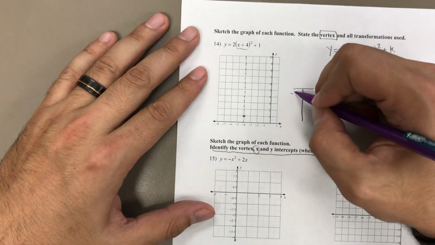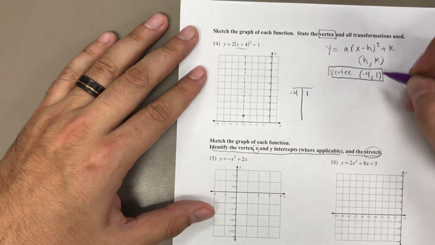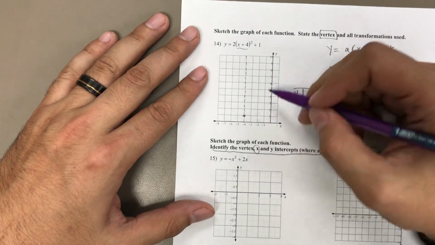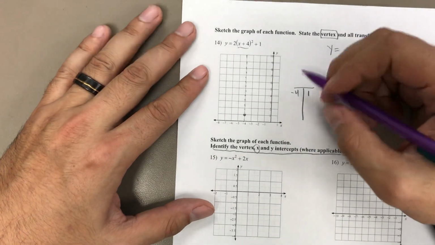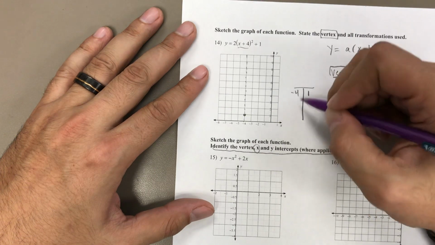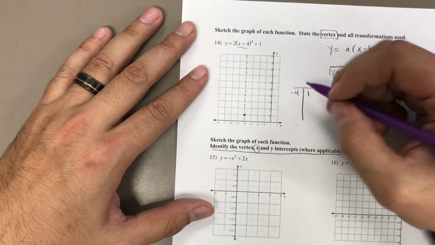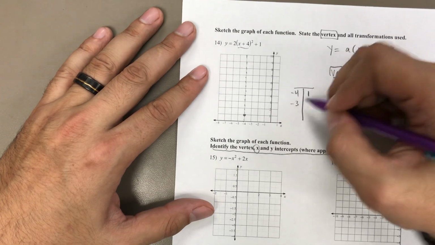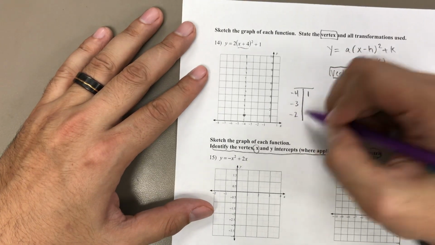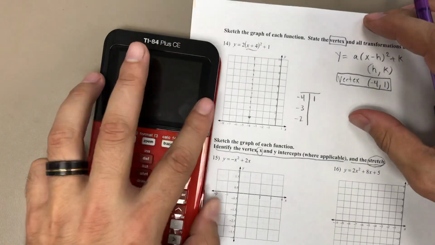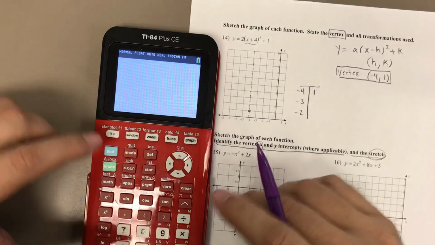Really easy to use a t-chart. Negative 4, 1 should be the first coordinate that you put up there. And then for the other coordinates, just to get a couple more coordinates to graph it out and make it look pretty accurate, we can just go ahead and add a couple of numbers onto our x value. So if I have negative 4, and if I go up 1 more, I get to negative 3. And if I go up 1 more, I get to negative 2. So those are the two numbers that I'm going to plug in to my calculator. So let's plug it into the calculator and see what we get.